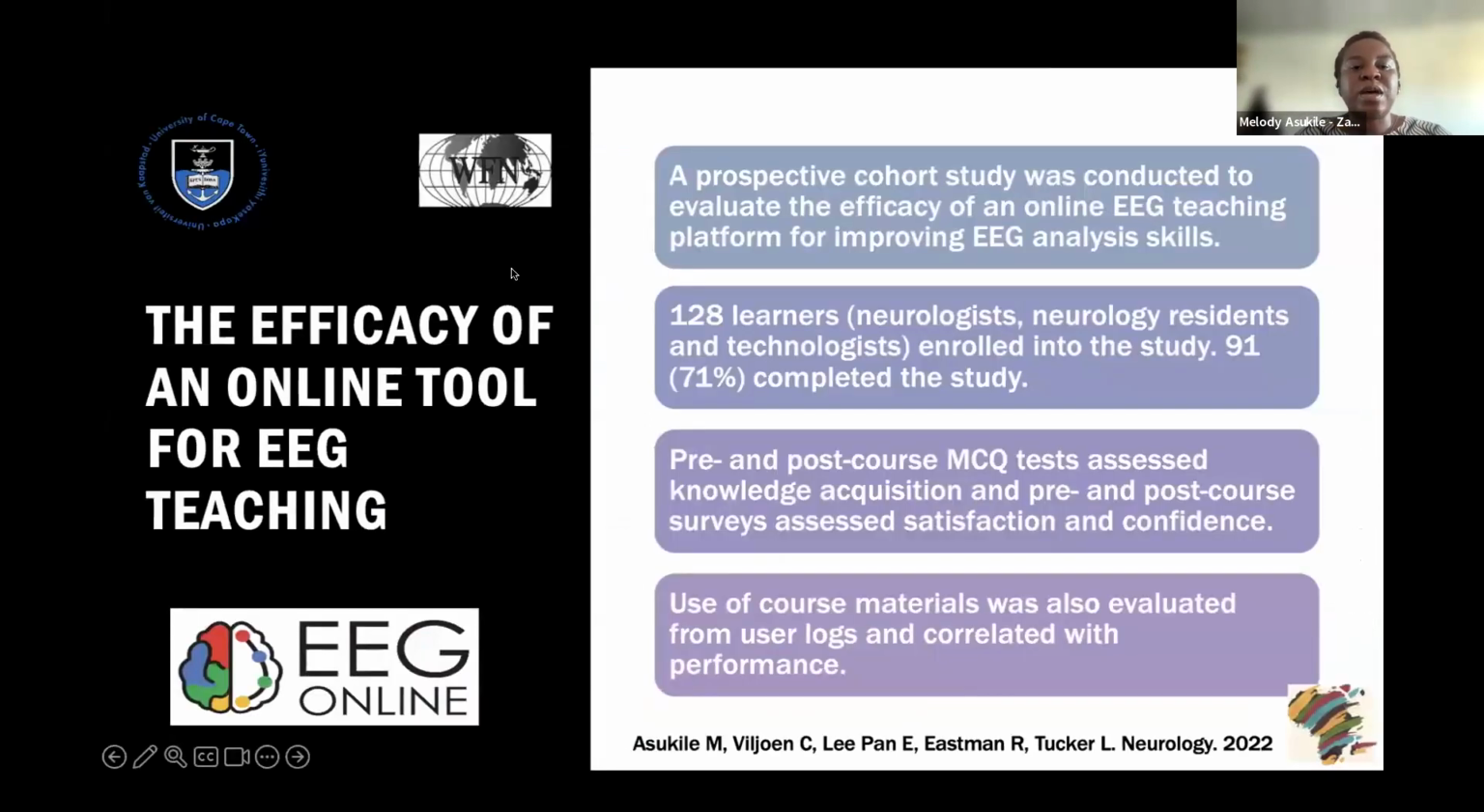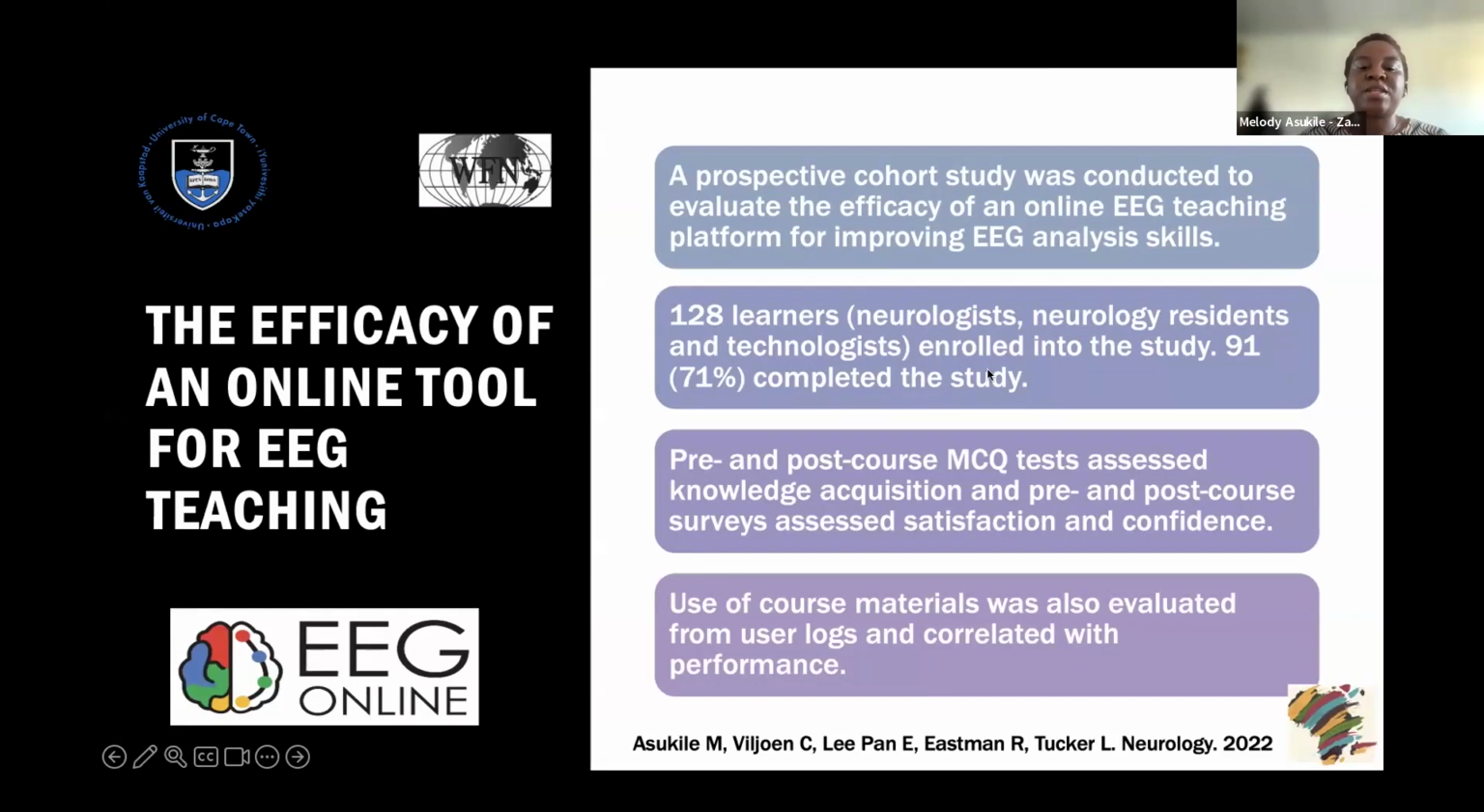So we thought, was this training method actually effective? Was this EEG Online course actually training people in analyzing EEG, and did they feel that it was improving their analysis? So we did a study to evaluate the efficacy of this online tool for EEG teaching. This was a prospective cohort study, and 128 learners consented to be part of it, including neurologists, neurology residents and neurology technologists. Of those, about 70% completed the study.